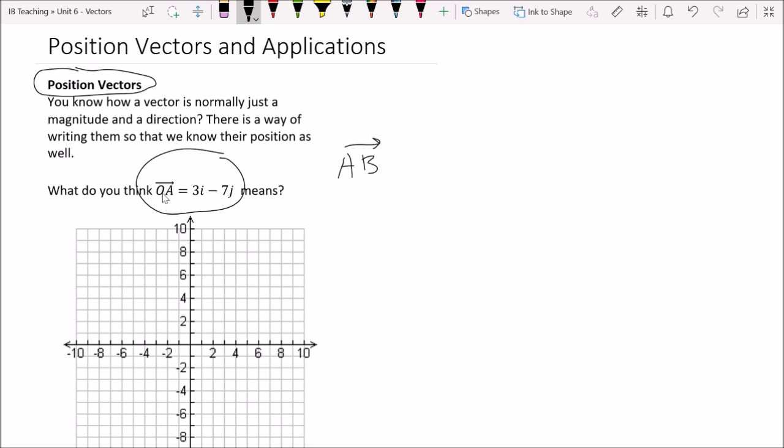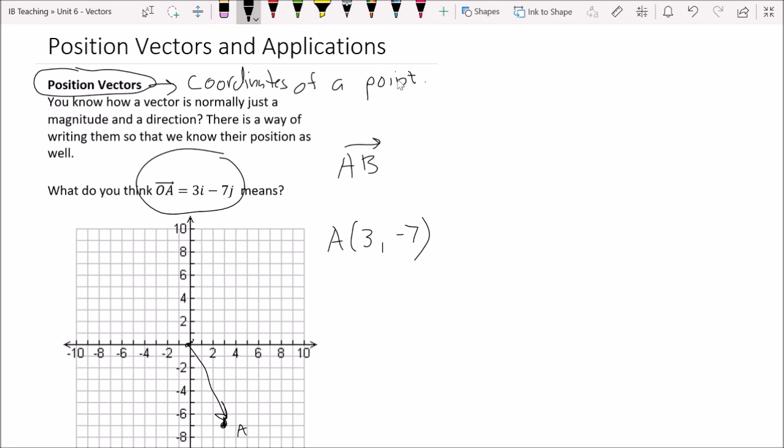So when I go to sketch this vector, I have to start at the origin, and then it says, please go 3 to the right and down 7. So 1, 2, 3 to the right, down 7. So it's indicating that that's point A. And so what we now know from looking at that vector is that point A has coordinates (3, -7). And so one of the main things you need to know about position vectors is they are a way of giving us coordinates of a point.